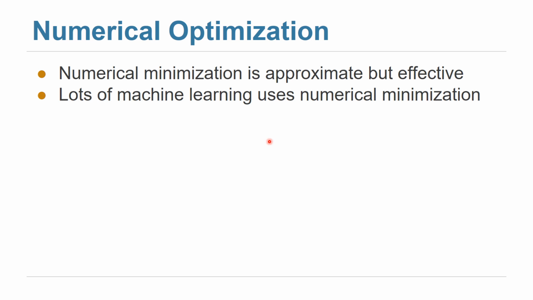So traditionally, when you want to get a minimum value of a curve or a function of an error, we use what we call numerical optimization. Numerical optimization is an approximation way to minimize a given function. Although it is approximate, in many cases it is very effective, which means that it is very close to the actual minimum of the function. And that's why so many machine learning algorithms use numerical optimization or numerical minimization to find the best model that fits a given data set.